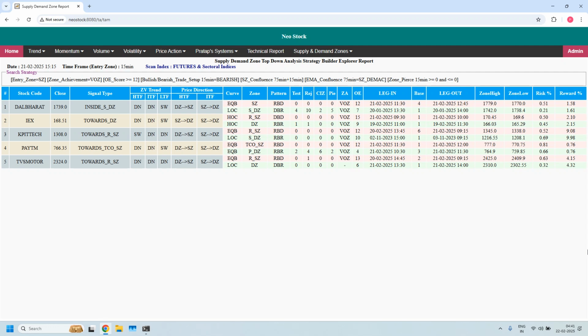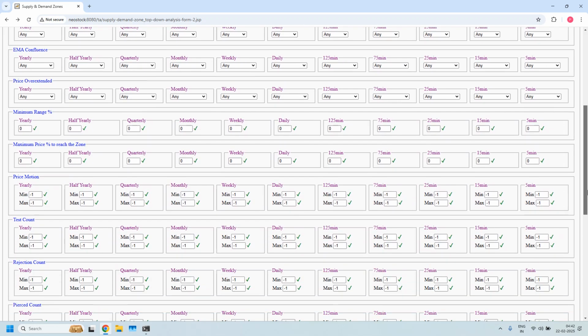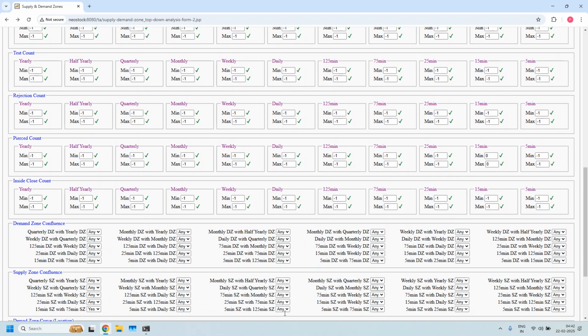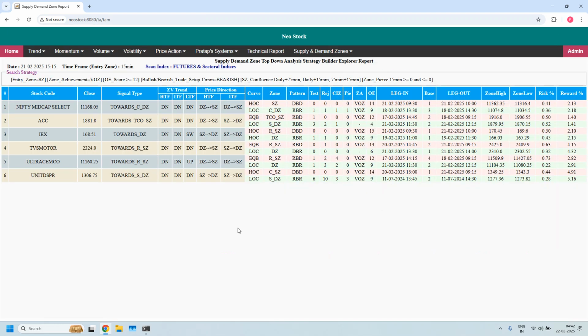Okay, next let us look into LTF, ITF and HTF supply zone confluence. That is 15 minutes, 75 minutes and daily supply zone confluence. Removing EMA filter. In the supply zone confluence, we should set 3 filters. First filter is already enabled. Second filter, 15 minute supply zone with daily supply zone confluence. Third filter, 75 minute supply zone with daily supply zone confluence. With all the 3 filters enabled, we got 6 stocks.